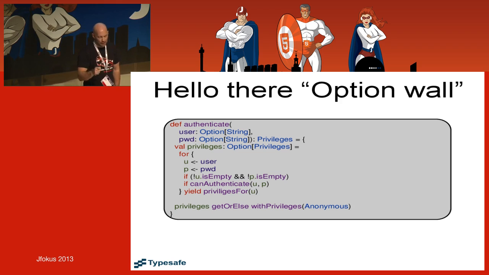So here we go, user, password, extract values, and then we check if they're empty, and then we check if we can authenticate. Then we call privileges for that user. And now you can see I'm returning that to the variable privileges. And the last line here is privileges, if it's got a value, then it's being returned. Otherwise, we return privileges anonymous. So now it's sort of reversing the whole idea of thinking. So using options and for expressions is really powerful, and it saves you from this null game.